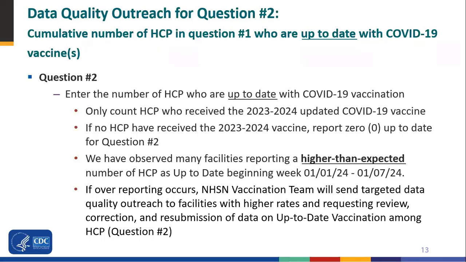Also, we observed many facilities are reporting a higher than expected number of healthcare personnel as up to date, beginning with January 1st. If there's over-reporting, the NHSN team will send data quality outreach emails to facilities to request review of the data for question 2.